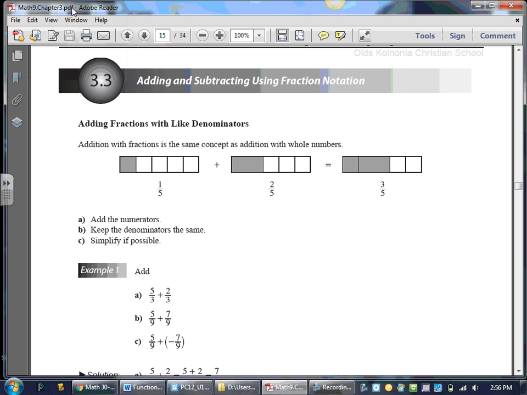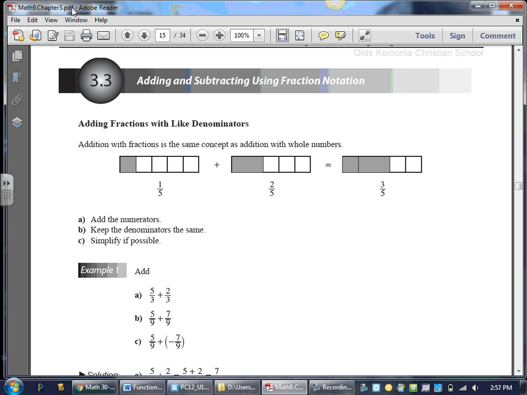Okay, so here I have gone to lesson 3.3. I want you to turn there in your books, and I'm just going to do the first part of it, just to remind you how to add and subtract fractions, because lots of people have problems remembering how to add and subtract. So we're just going to start that. I'll just remind you how to do this.